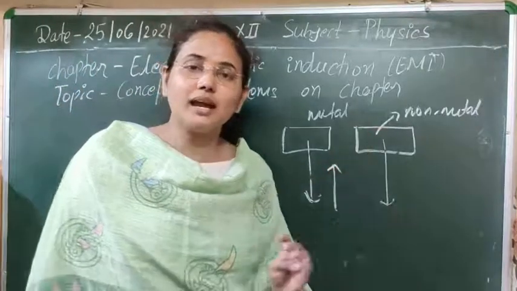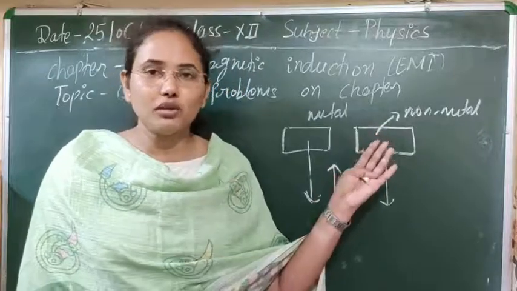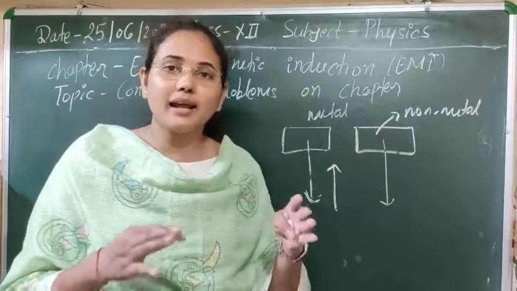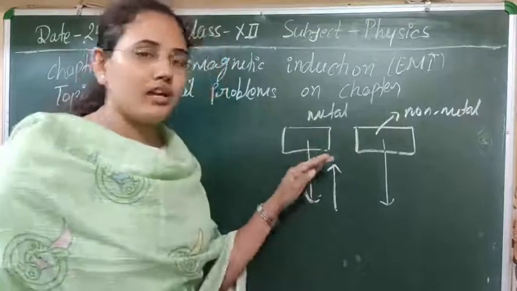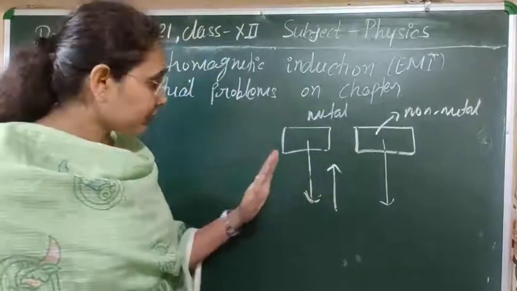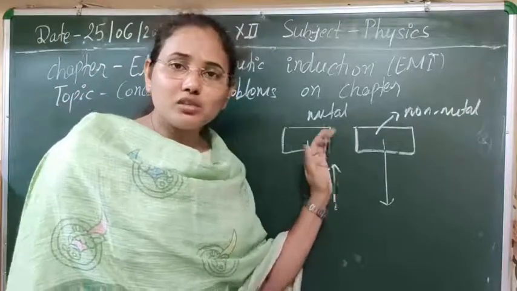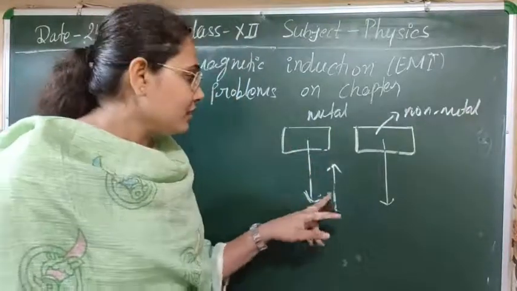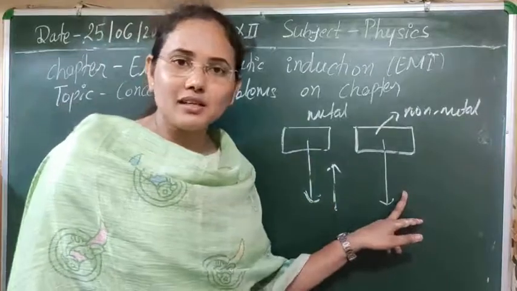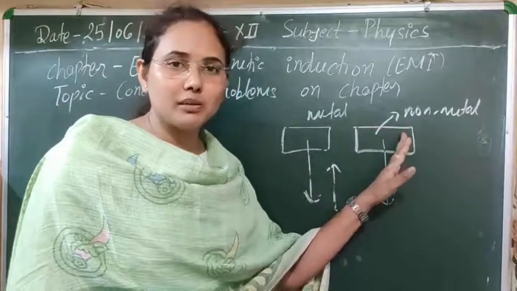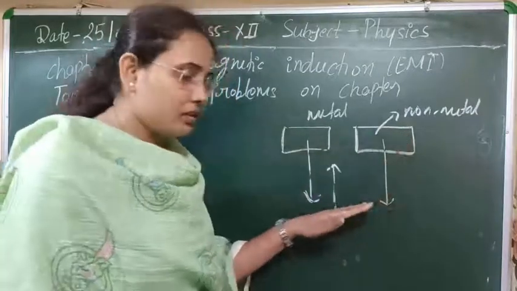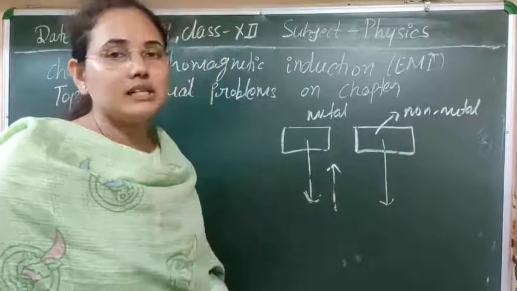Just like for the satellite, and the question I told you about the cylindrical cell and iron bar concept, in the same way you can understand this concept here. As this retarding force will try to oppose its motion, the metal will reach later. Such a force does not exist for the non-metallic strip because no EMF is produced in it. So it will reach earlier, and the metal will reach later.